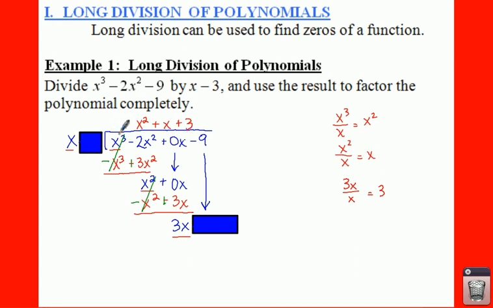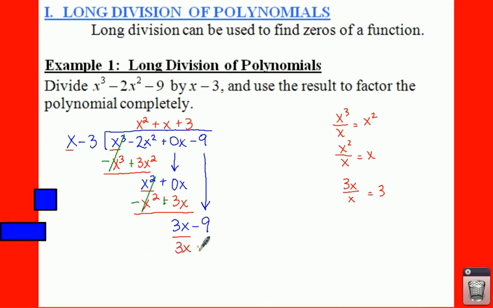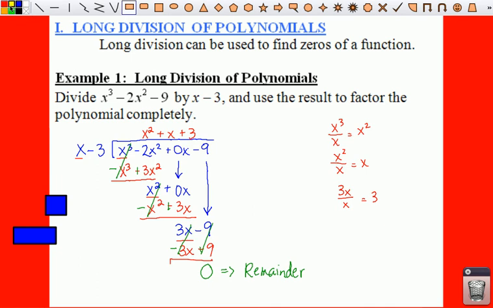So plug a 3 in, or multiply 3 times everything. 3 times x is going to give you a 3x. 3 times negative 3 gives you a negative 9. And when you change all your signs here, you get a negative 3x plus 9. Cancel, cancel. You have a remainder of 0. Remember, this is called your remainder. So if you don't have a remainder, that means your final answer ends up just being x squared plus x plus 3. And that's how you do long division.